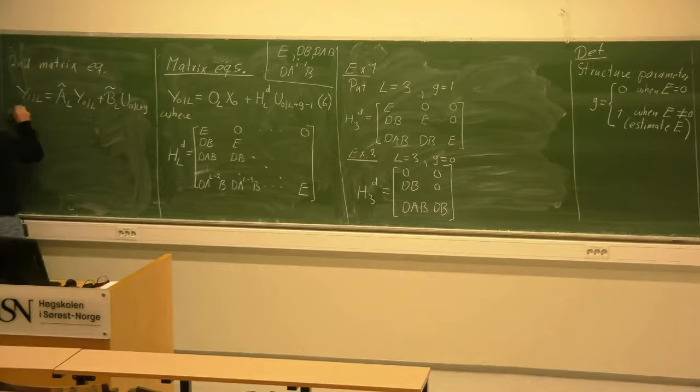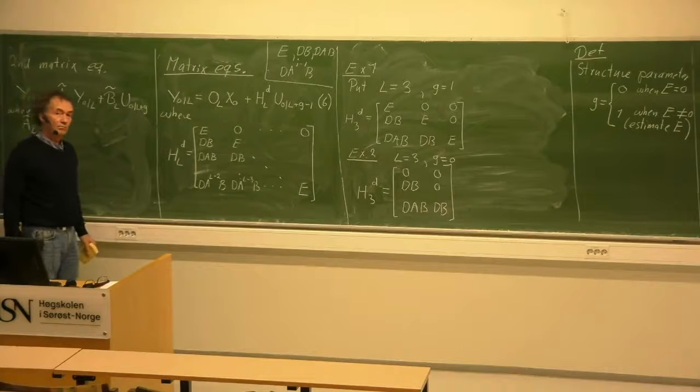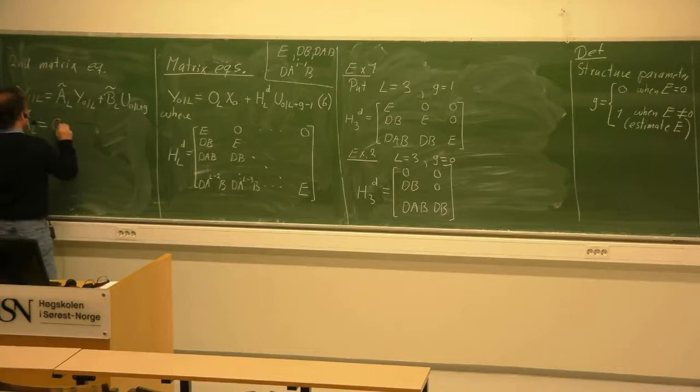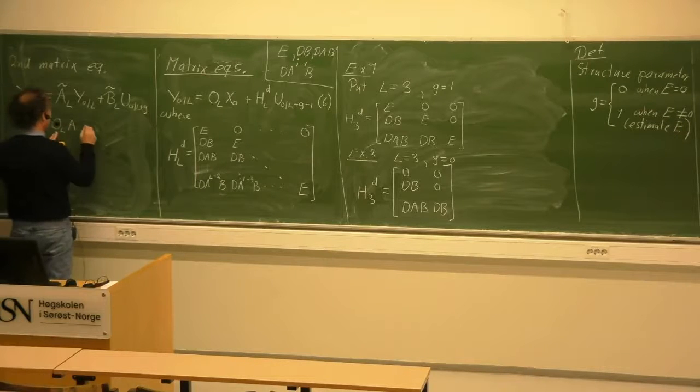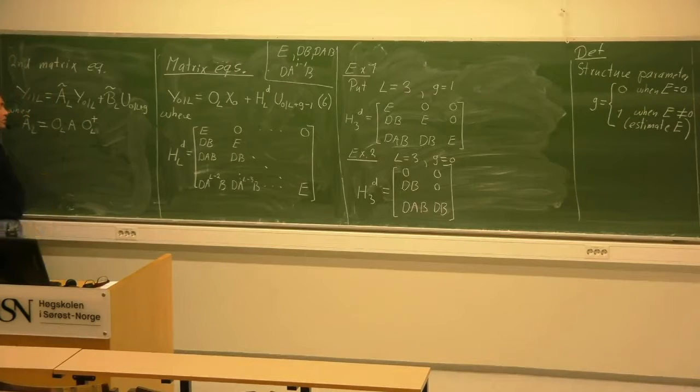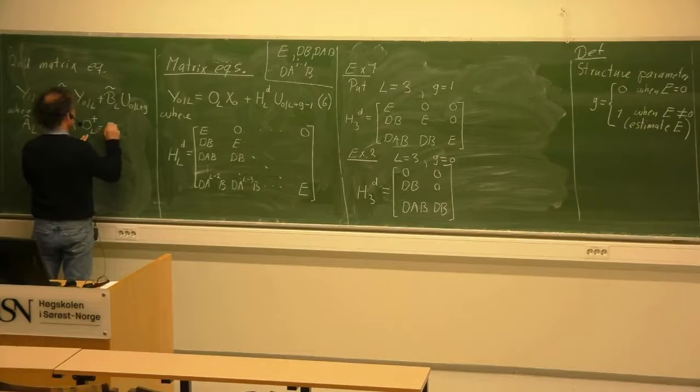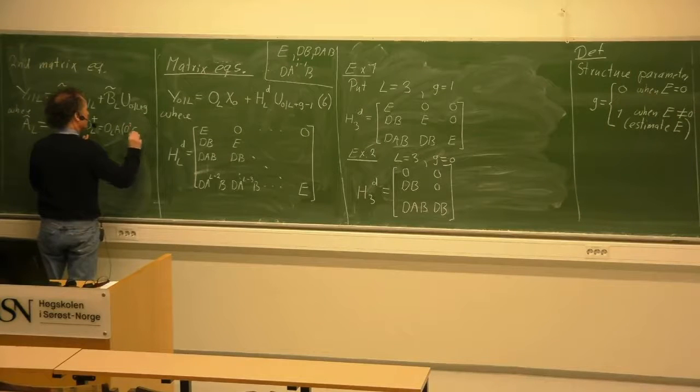Where this AL tilde is exactly the same as we deduced for the autonomous system, equal to the product of OL times A and the pseudo-inverse of OL. I can simply write OL plus for the pseudo-inverse. But remember, this pseudo-inverse is like this: OL transpose OL inverse times OL transpose.